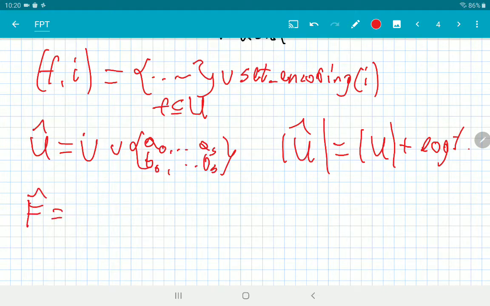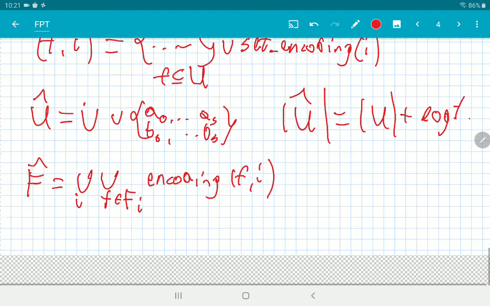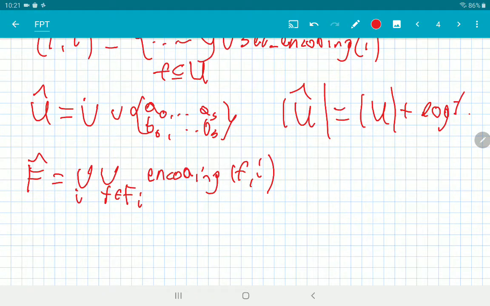And the new family of sets is just going to be the union over i, union over F in F_i, of this encoding of F and i, which I described above. Copy F and add the binary bits of i. So this is the thing. Okay, this is not quite enough. We need to do another thing. So we're going to add the union over i, going from 0 to s, of {A_i, B_i}.